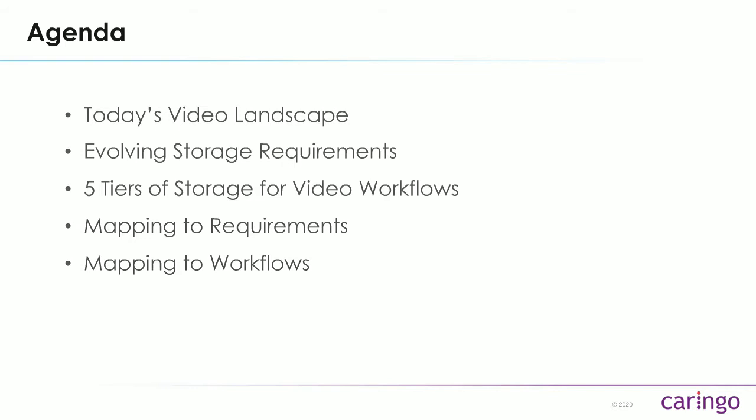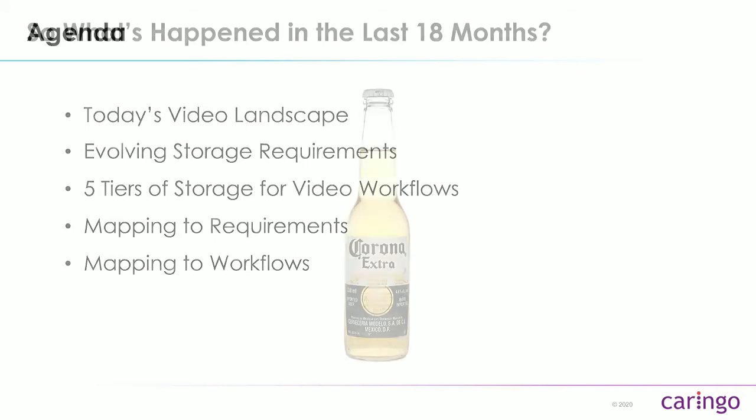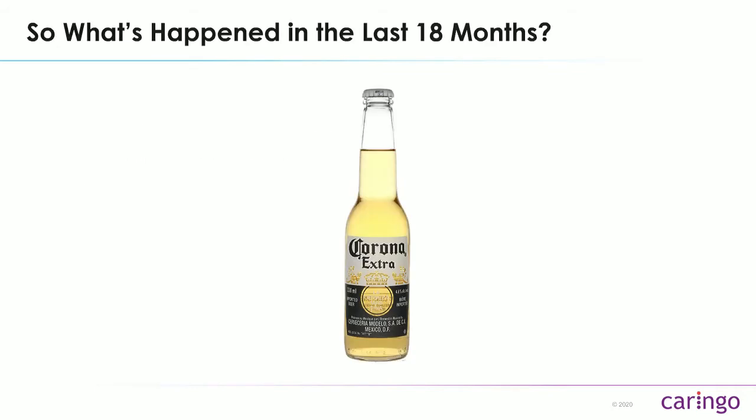And here's what we're going to talk about today. We're going to talk about the video landscape. We'll give an update on what's happened in the last 18 months. A lot has happened, obviously. We'll take a look at the evolving storage requirements. We'll take a look at the 5 tiers of storage. We're taking a look at it in a slightly different way than we did last time. Then we're going to map the tiers of storage to the requirements, and also map the tiers of storage to the workflow. And let's go ahead and get started.